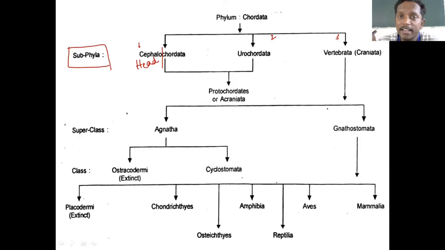The meaning of this Cephalochordata may slightly misguide you, saying this notochord or the chorda-like structure is present in the head region. No. Cephalochordata means it includes the organisms which possess the notochord or the chorda-like structure starting from head to the tail. Assume the digital pen I am holding in my hand. This end is the head region and this end is the tail region. So the notochord on the dorsal side runs from head to tail. We'll see an example.